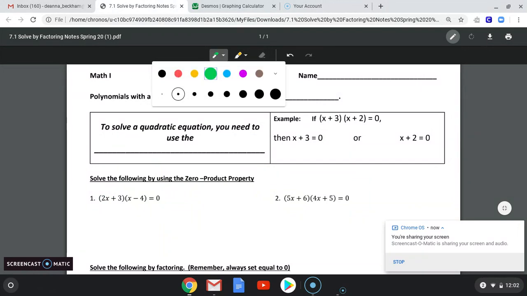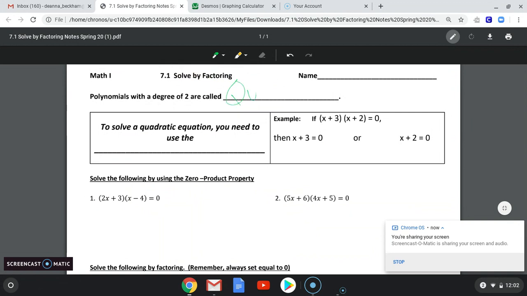Let me write that down real quick for us. So everything we've been factoring has been called a quadratic. That means it has a degree of 2. That's the highest exponent number. Now, what do these graphs look like?